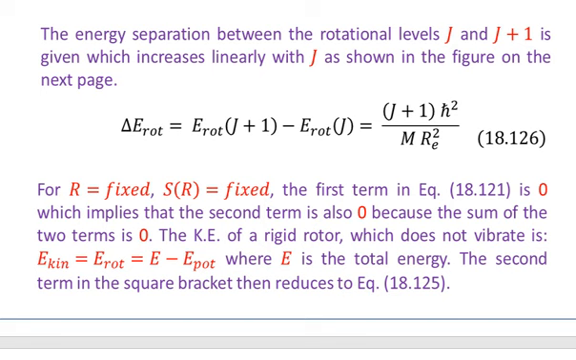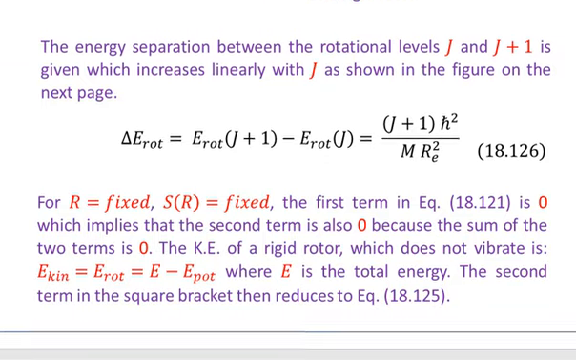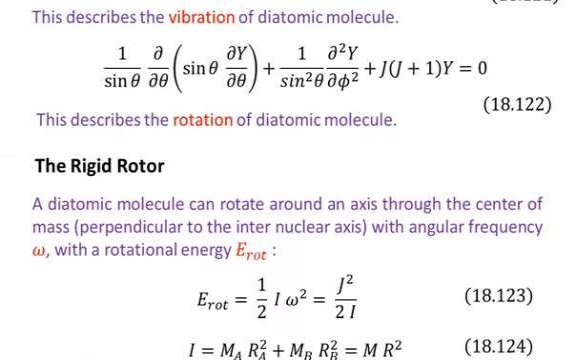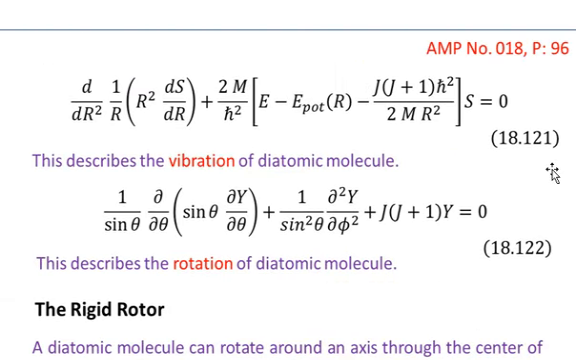So let's consider equation number 121. You see that this is equation 121, and you can notice these terms. This is the radial equation representing U, which describes the vibration of the diatomic molecules. You can notice different terms over here. There are three terms in the square bracket, and there is one term outside this square bracket.